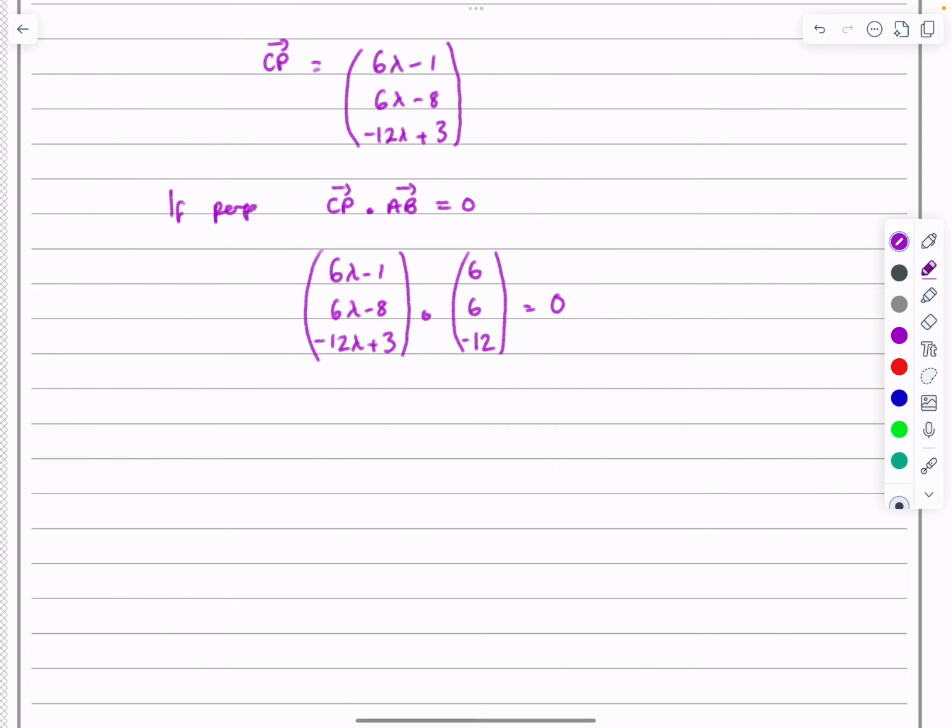And now we can tidy that up to get a value for lambda. So if I multiply all that out, I get 36 lambda minus 6, 36 lambda minus 48, 144 lambda. Okay, so just take your time over things like this. It's fine, it's a P3 exam. No problem with taking a little bit of time to do the algebra here. I'm getting 216 lambda there, minus 90 is equal to 0. So lambda works out to be equal to 5 over 12. You just need to tidy up that algebra, obviously.